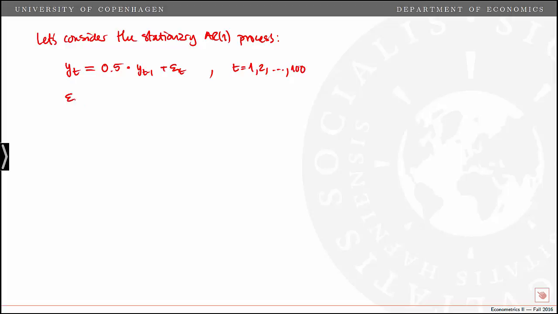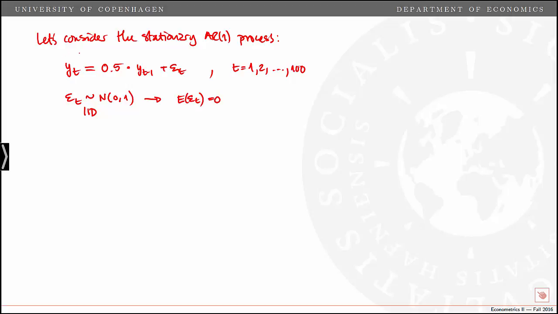We make the assumption that epsilon_t is normally distributed with mean 0 and variance 1. So epsilon_t follows a standard normal distribution. We also assume that it is independent over time, so epsilon_t is IID. That implies that the expected value of epsilon_t is equal to 0.